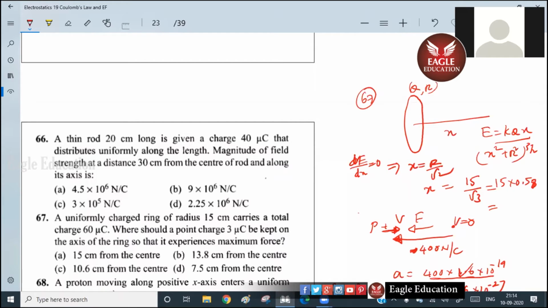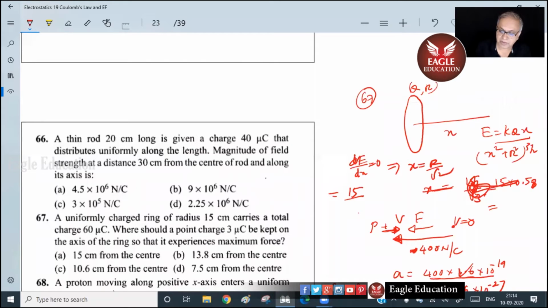Sir, so, once I quit and come, 15 centimeters. Oh, this is the radius position. No, so this is not correct. Yeah, 15, all right. X equals R by root 2, I told you. R by root 2, where R is 15 centimeters, and root 2 is 1.4, not root 3. So 15 into 0.7 nearly. So which is how much? 10.5, that is 10.6 from the center. So 67 is over. All right.